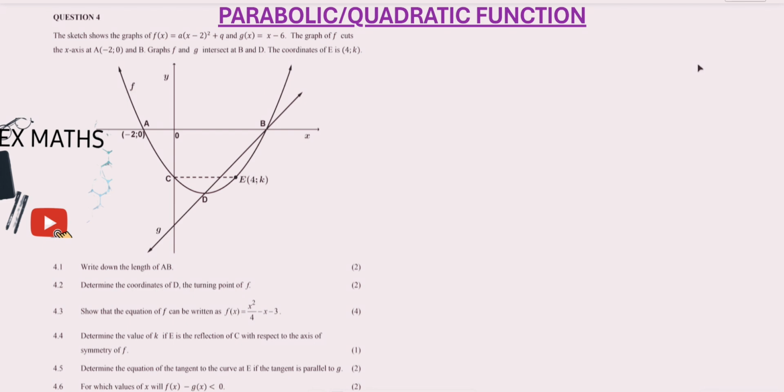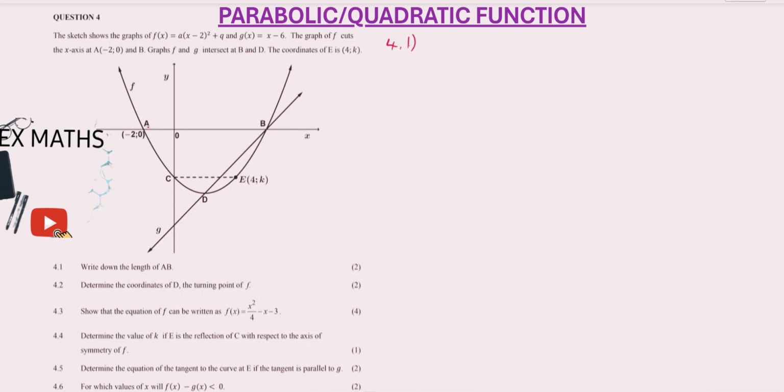And that's our graph of a parabola and a linear function. So this is a combination of a parabolic function and a linear function. A linear function is this straight line graph, which is in the form g of x is equal to mx plus c, but it is given already. Okay, the f is missing the value of a and q that we need to determine. All right, let us go to 4.1.